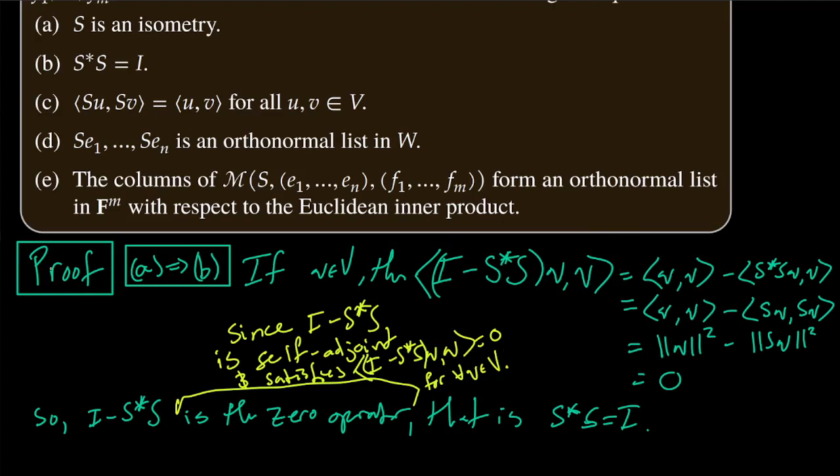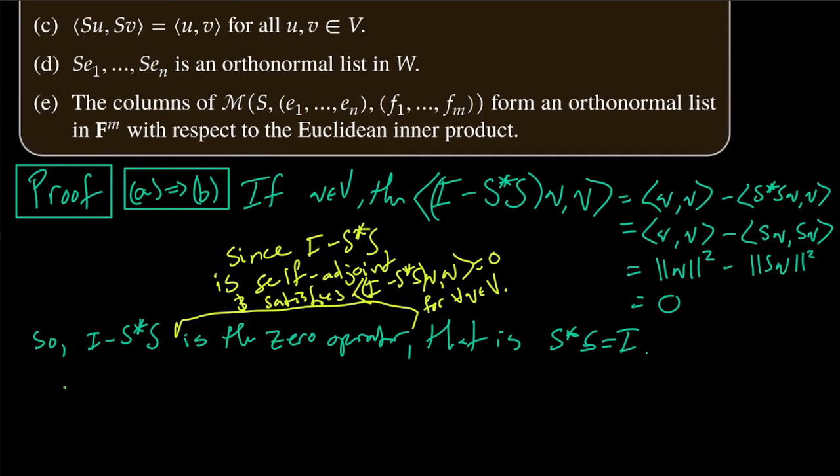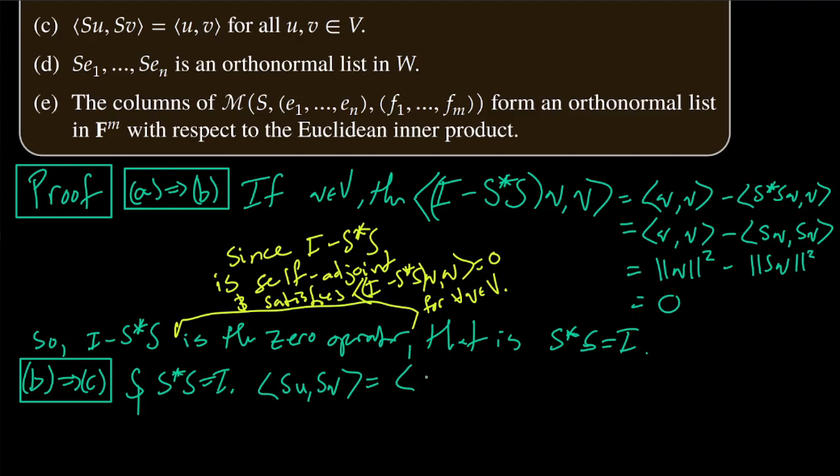Now let's do B implies C. Let's show that if S star S is the identity, then the inner product of Su and Sv is equal to the inner product of u and v for all u and v. Okay, so let's do B implies C. All right, so suppose S star S equals the identity. Then here's what we're going to do. The inner product of Su, Sv is equal to the inner product of S star S u, v, just pulling that S in the second argument back to the first one using an adjoint. And hey, wouldn't you know it, that's just the inner product of u and v. Oh, we did it. Okay. Now let's do C implies D.